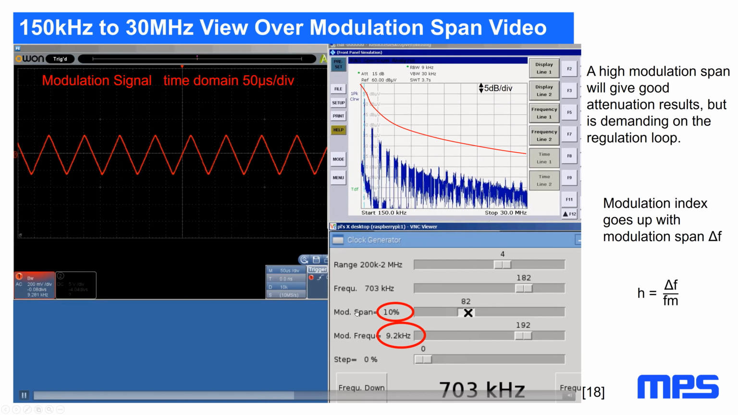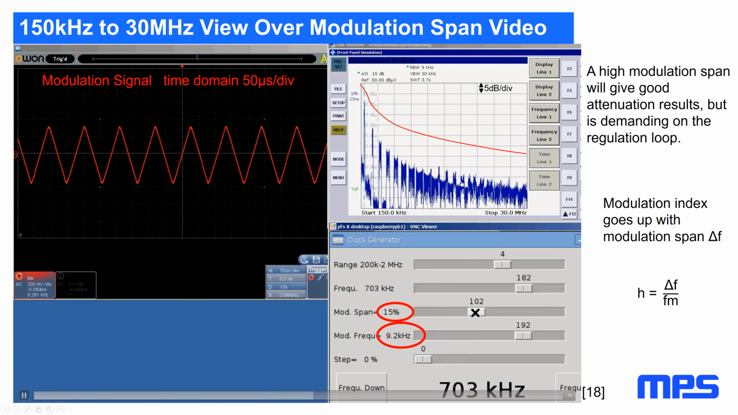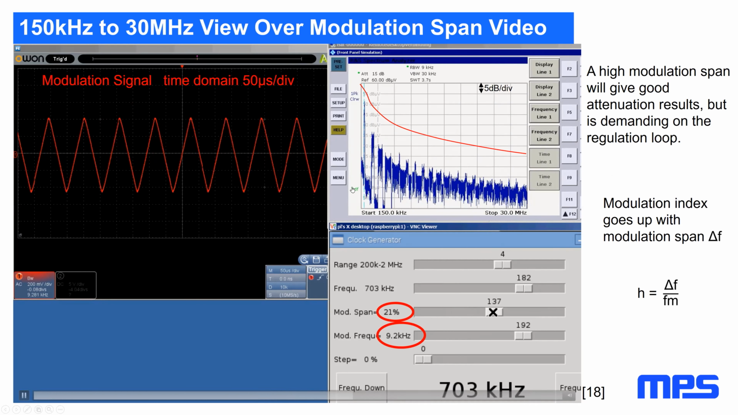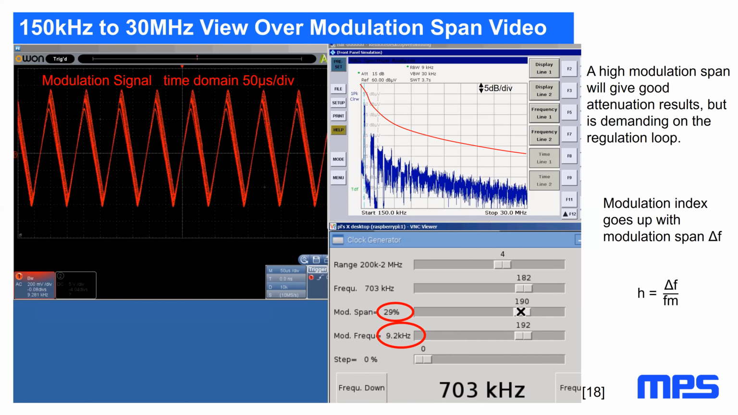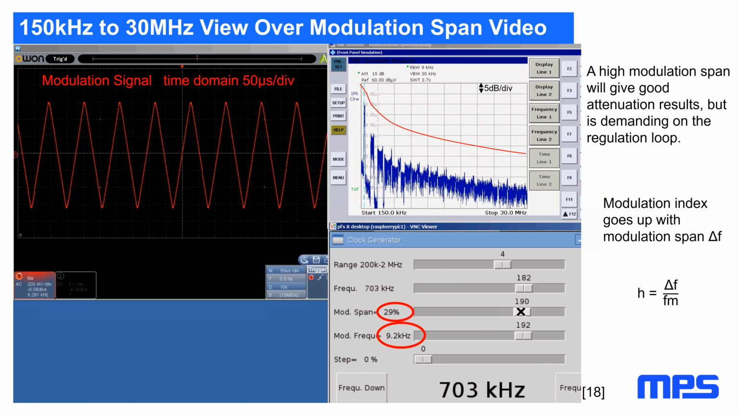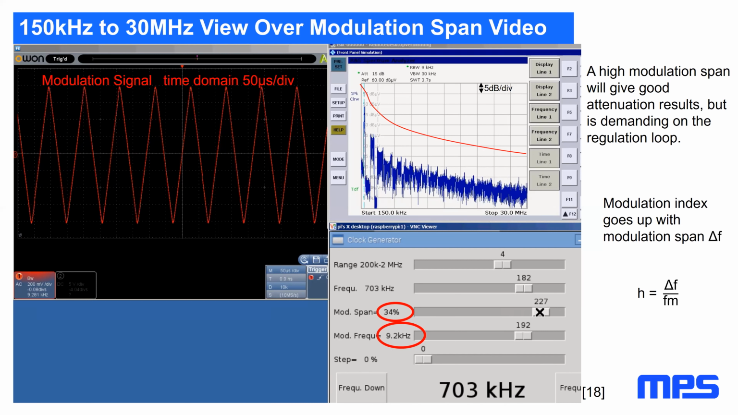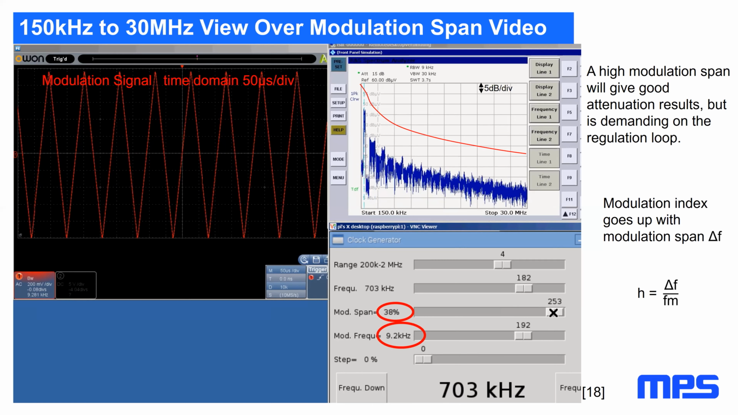Most of the time it's not really necessary to go extremely high with span. It doesn't do much here in the overlap region, and in the base area you get a little bit more. Here in the red you see directly the triangular modulation signal I'm using. So you can see very high modulation spans do not give you much improvement. Okay.